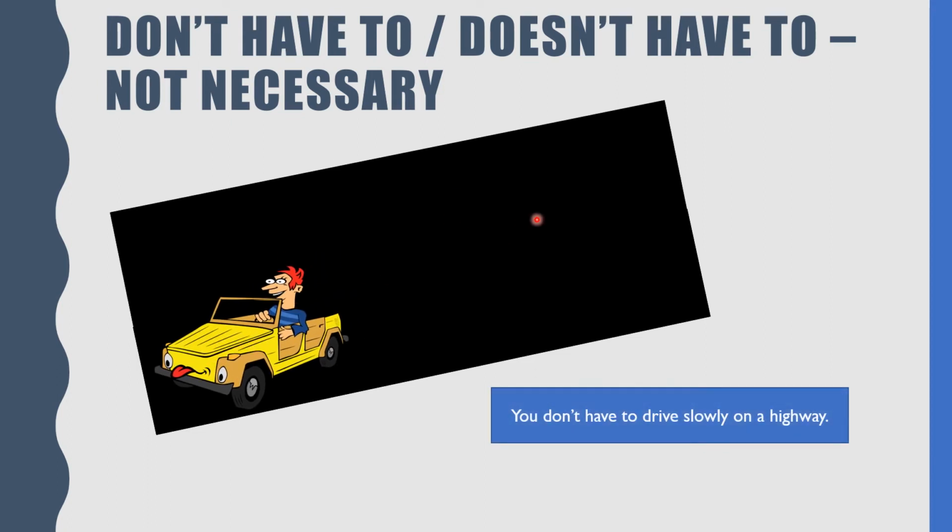So this is a highway. The driver doesn't have to drive slowly. So he's got the option. It's left to him. He can drive slowly or fast. So we can say you don't have to drive slowly on a highway.